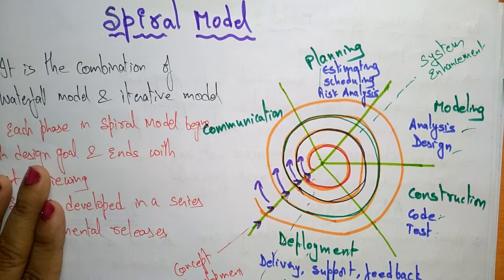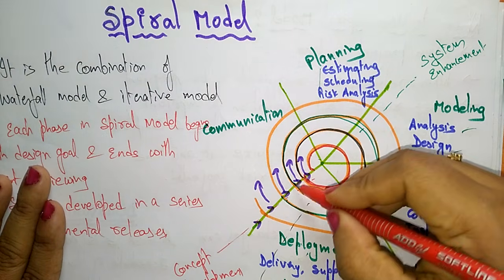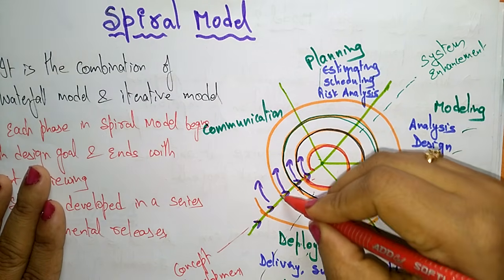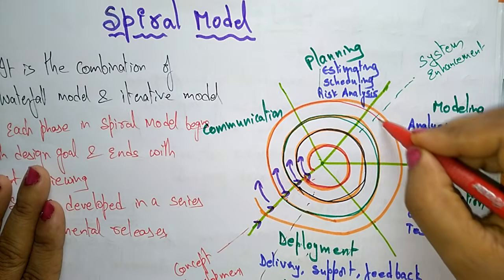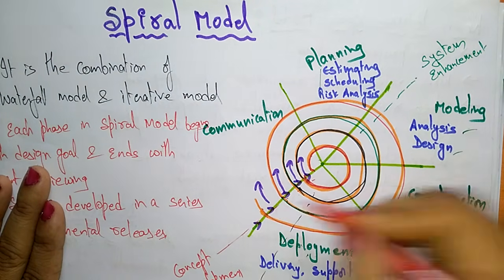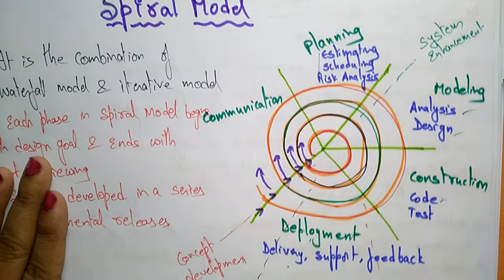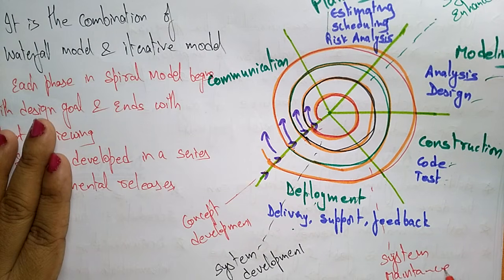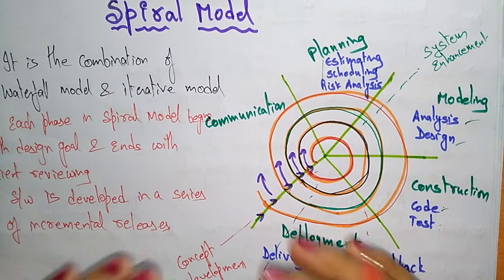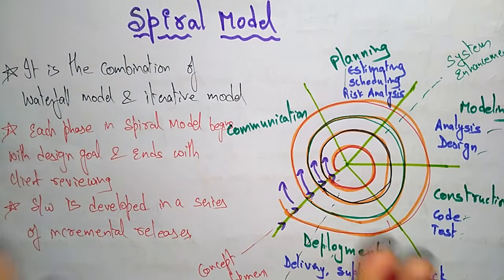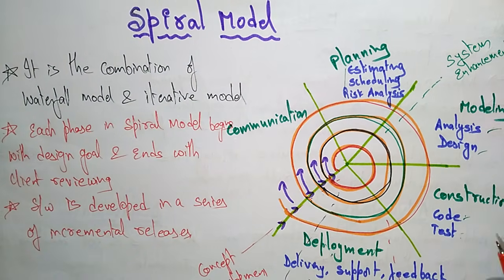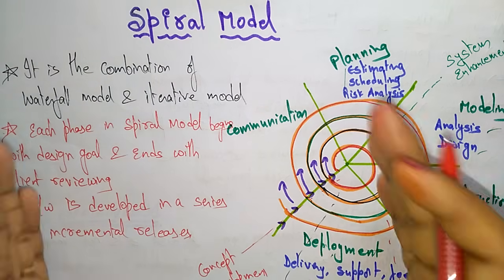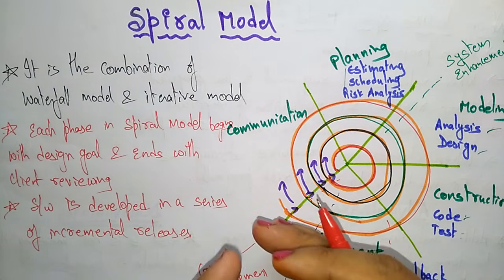And the last one, here I'm taking another spiral. This spiral indicates the system maintenance. So these are all the different tasks that are present in the spiral. So this is about the spiral model. Whatever model you have taken, everything will involve planning, modeling, constructing, deployment and communication.